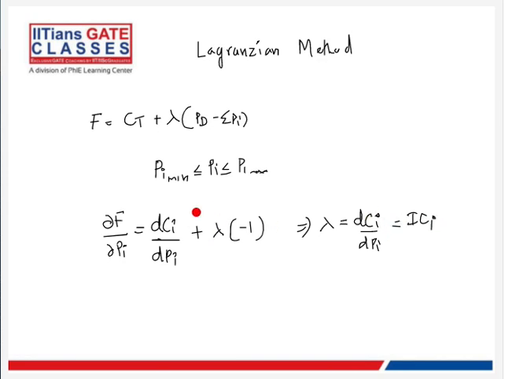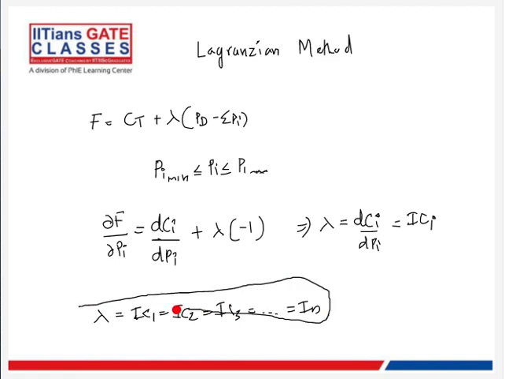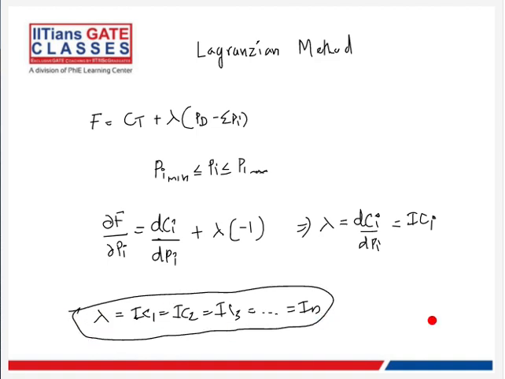So this is one interesting aspect about the Lagrangian approach. Lambda for all generators would be the same, right? Lambda is IC1 equal to IC2 equal to IC3 equal to etc. to ICN. So when you're done with the optimization, this would always be the same, and this expression is called the coordination equation.